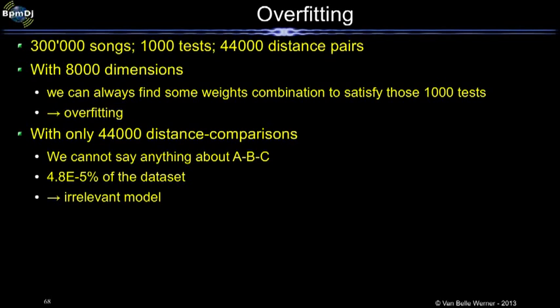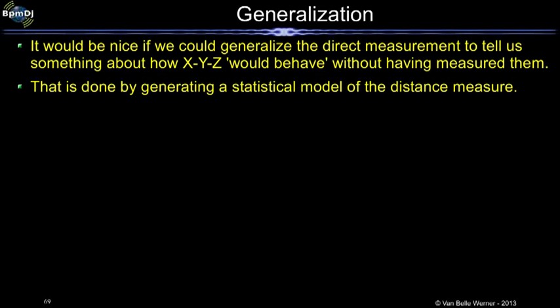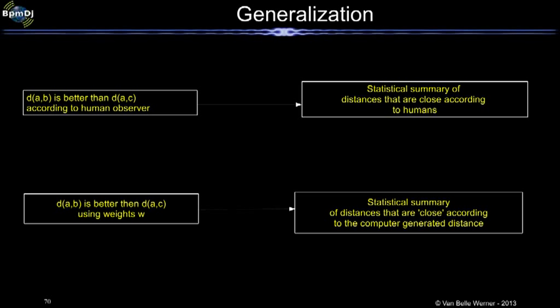Therefore, we needed some way to generalize the data we obtained from the set. We needed the ability to say something about song A, B and D, even if D did not appear in any of the tests. To achieve that, we set up a statistical model of the distance metric.